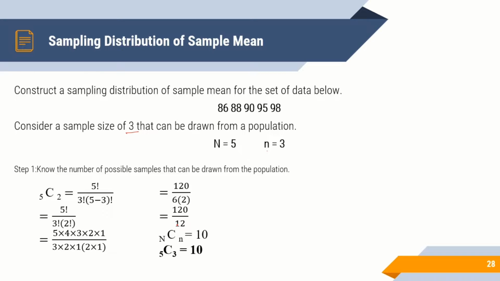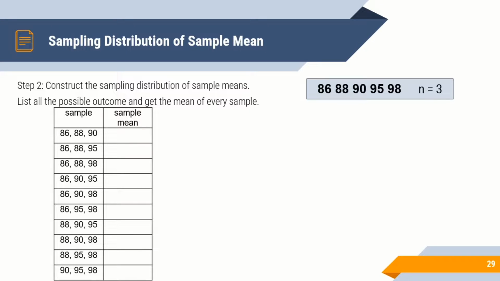So for step 2, construct the sampling distribution of the sample means. List all the possible outcomes and get the mean of every sample. How do we get the samples? We start here from 86, 88, 90, then 86, 88, 95, 86, 88, 98, then 86, 90, 95, 86, 90, 98, then 86, 95, 98.